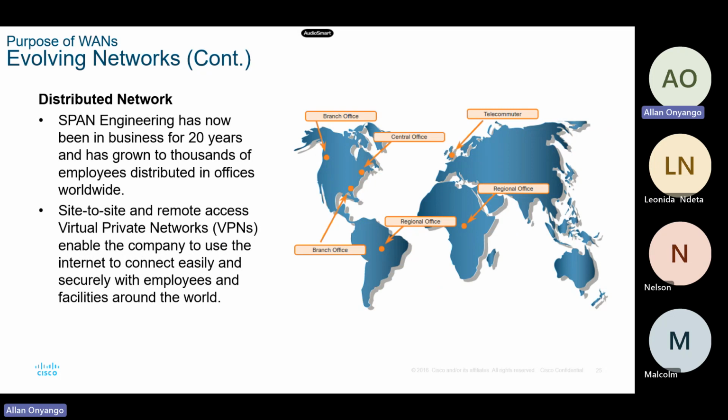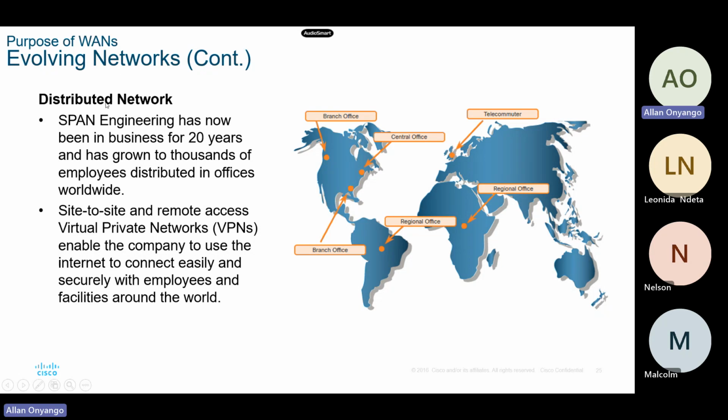Within the next 20 years, Span Engineering has grown to thousands and thousands of employees distributed across the country. And so they now have to use things like VPNs, virtual private networks, either site-to-site or remote access. And the network has become very complicated. They have now moved to different parts of the world. There are offices in Africa, North America, South America, Europe, Asia, and so on and so forth. So that is Span Engineering.